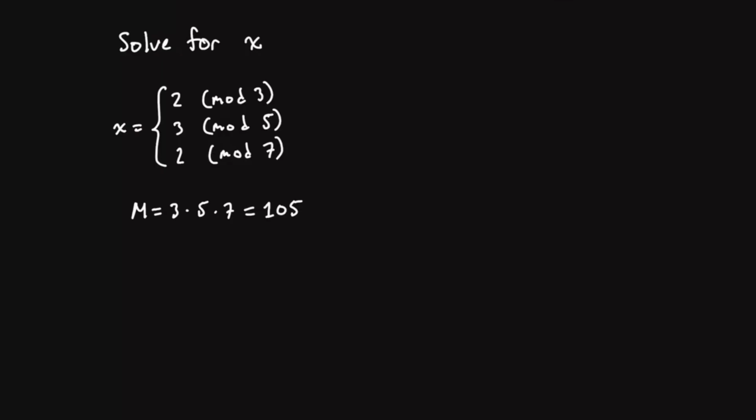Then we can find our partial products, m1, m2, m3, which is just 105, our m, divided by these values: 105 divided by 3, 105 divided by 5, 105 divided by 7. These are just 35, 21, and 15. The next step is finding the modular inverses.